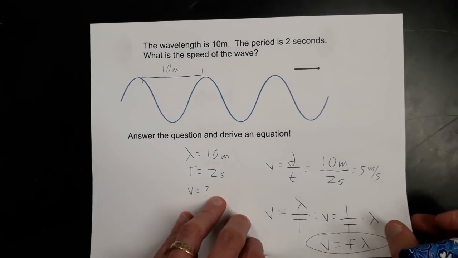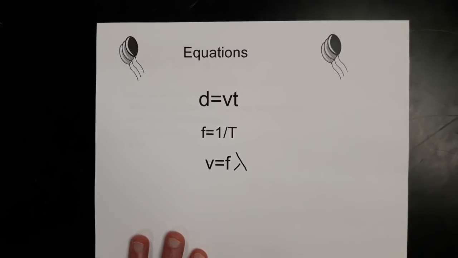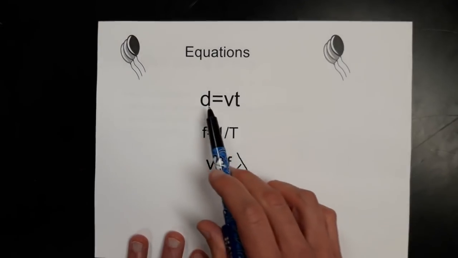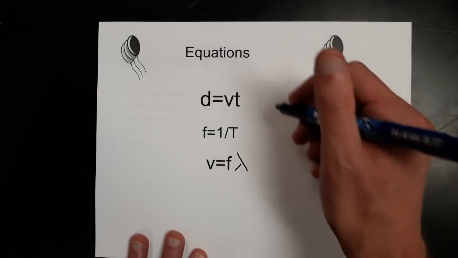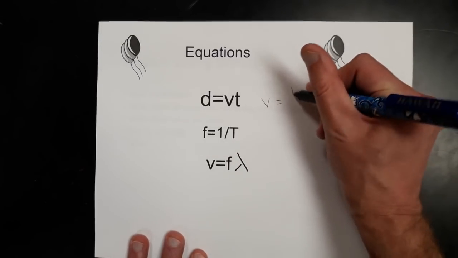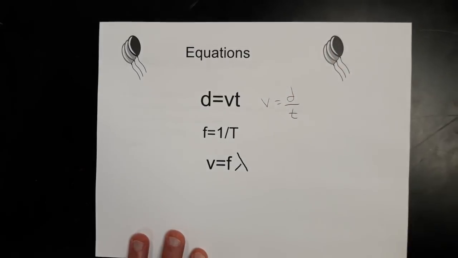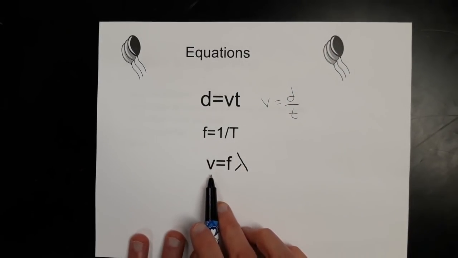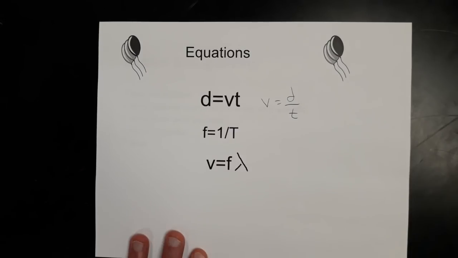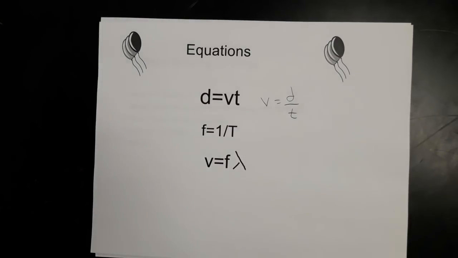So let's summarize all the equations that we have found. We know that distance equals speed times time. Usually you write this as speed equals distance over time. It's actually the same thing. Frequency is 1 over period, and speed equals frequency times wavelength. Voila! 3 equations.